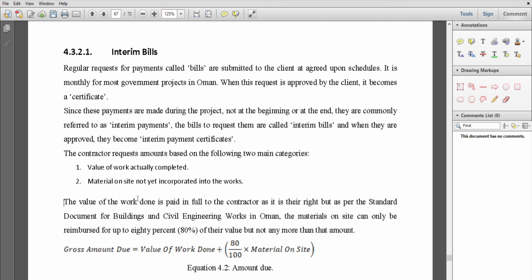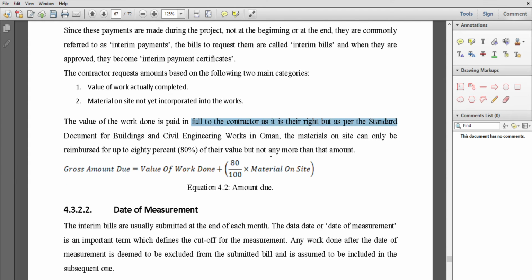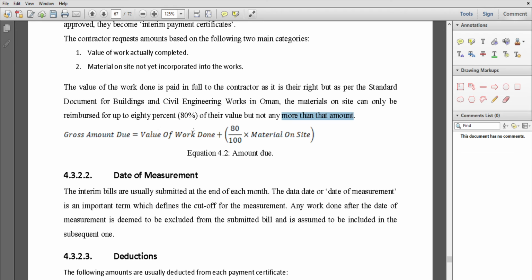So the value of the work done is paid in full to the contractor as it is their right, but as per the standard document of building and civil engineering works in Oman, the materials on site can only be reimbursed, compensated, for up to 80% of their value, but not any more than that. So this is why the formula is: the gross amount due equals the value of work done plus 80% of the materials on site.